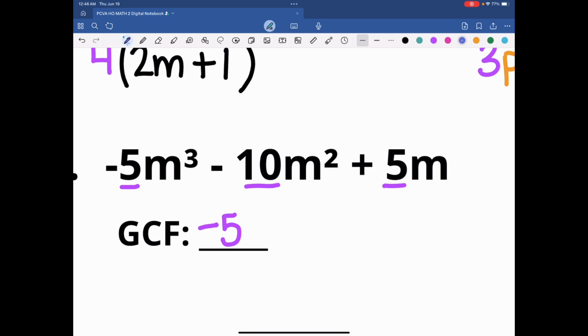I don't know if you want to make a note here, but remove negative with GCF.